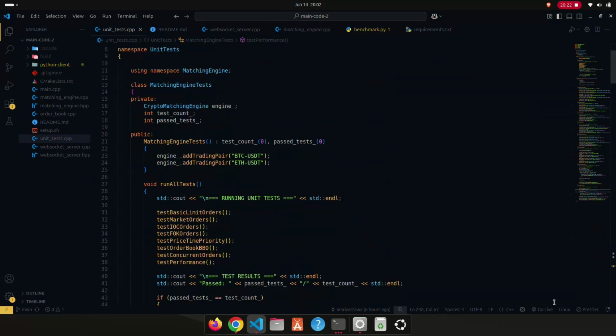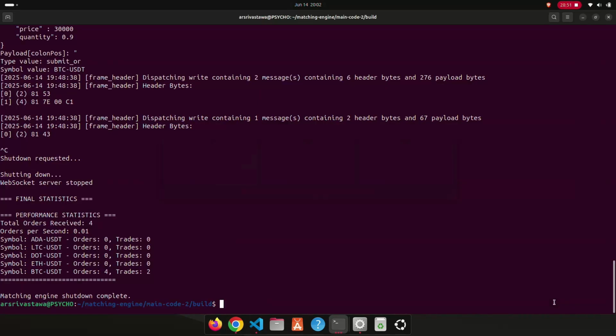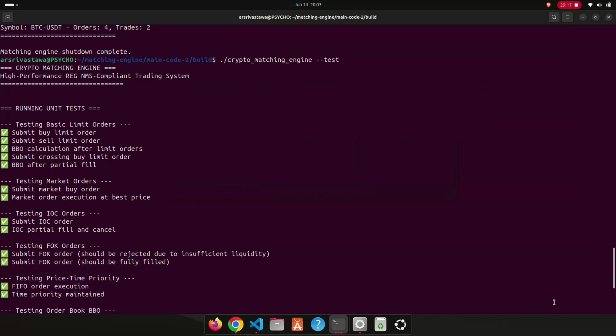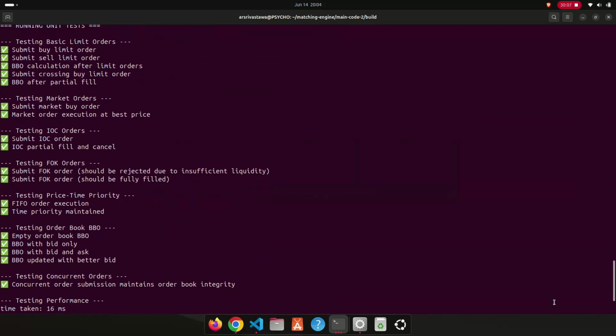The engine includes a complete test suite covering limit, market, IOC, and FOK orders, as well as concurrency and performance tests. In benchmarks, it processes around 5 lakh to 7 lakh orders per second, proving its readiness for high-frequency trading. We can run the tests by running the test command. So here it runs the unit tests. Here you can see the result of the unit tests.